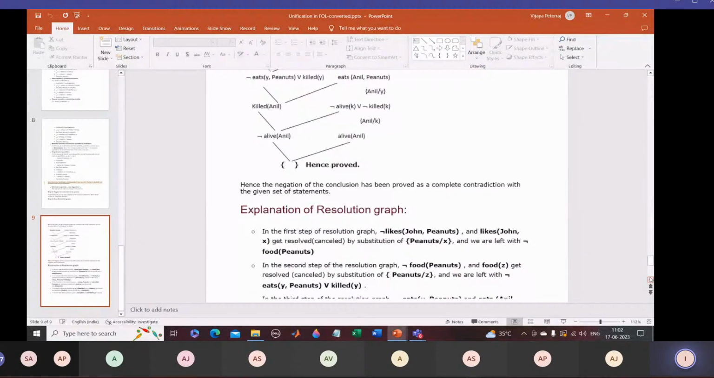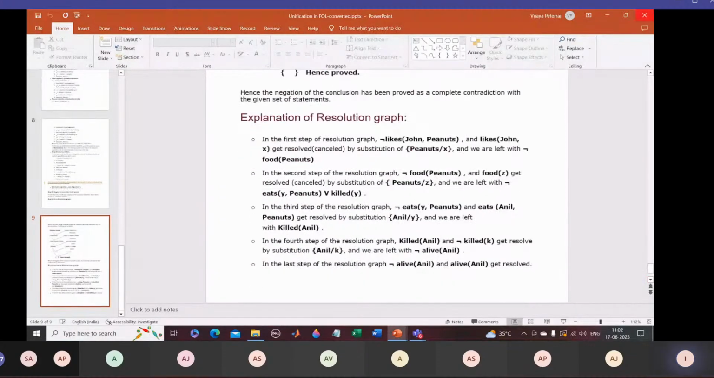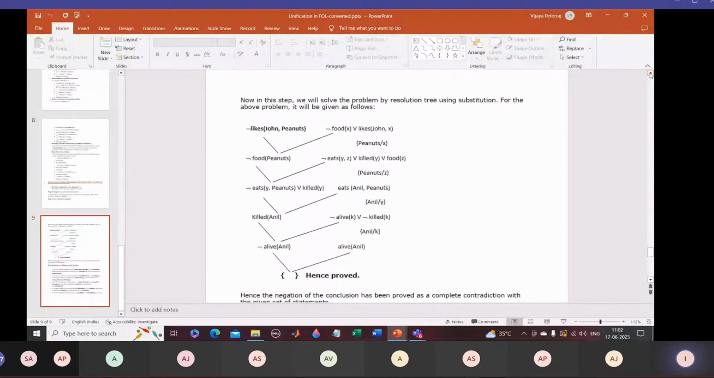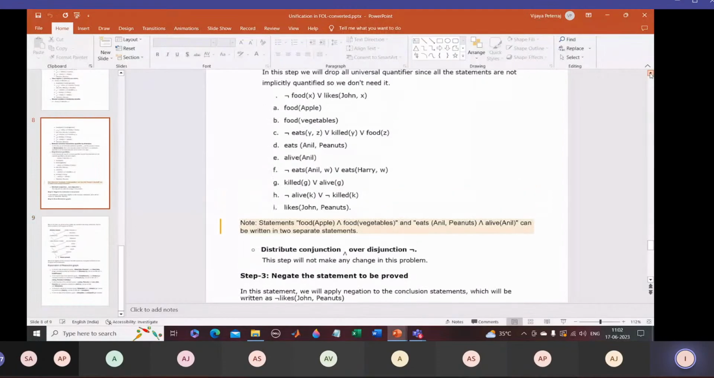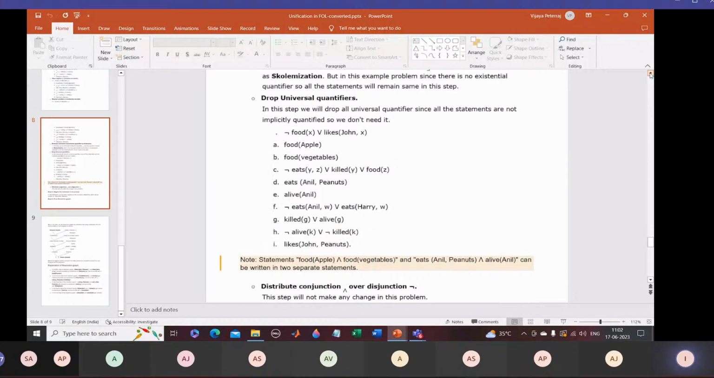Example is given. Okay. So this is the explanation of the resolution graph, what they have given here as a graph. For that, this is the explanation, right? So how they have converted this? Everything is given. Since I'm scrolling and explaining it is difficult. If you want, you can take the printout and you can learn it. Okay, this is the unification in your first order logic.